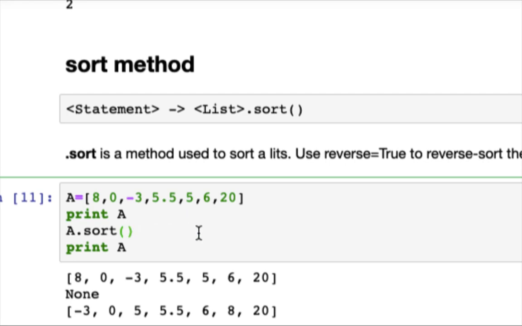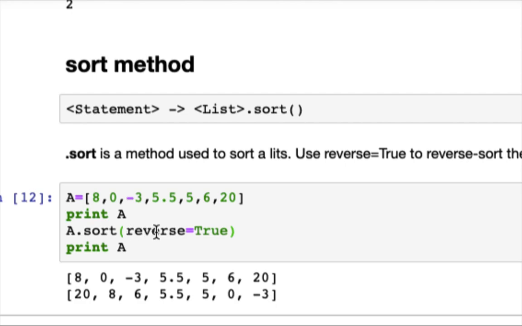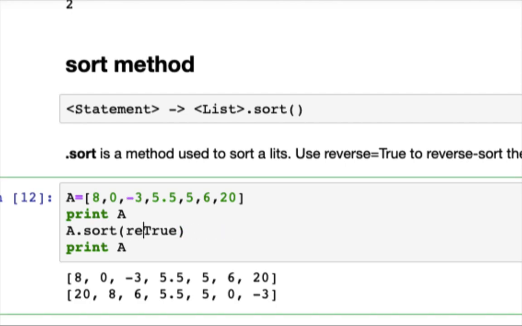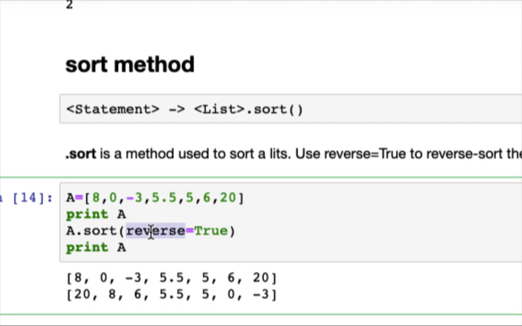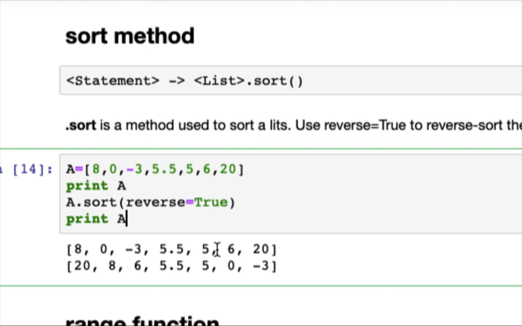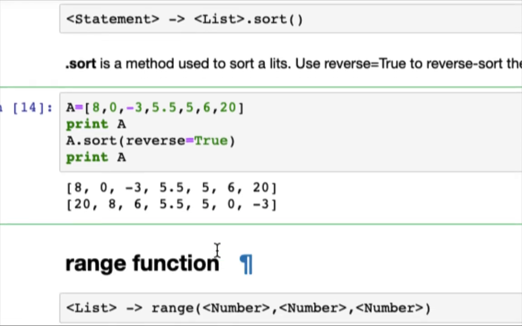There is a possibility to sort it in the other direction with reverse equal true. If I just write true, it doesn't reverse. So there is the parameter reverse of the sort method. You have to explicitly specify it. It sorts in the reverse direction. That's it. Just pay attention because it effectively changes the list.